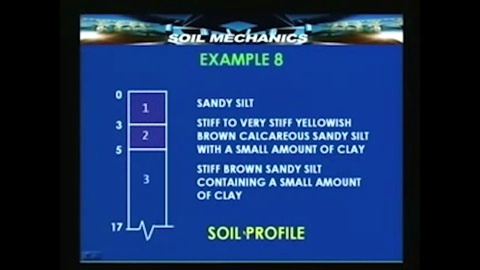This is the soil profile. It consists of sandy silt, then a very stiff yellowish brown calcareous sandy silt, followed by sandy silt containing a small amount of clay. Let us take layer 3, ranging from 5 meters to 17 meters, and to some extent layer 2, which also contains a little clay, to be compressible. That means we will take the total thickness of the compressible layer to be 3 to 17, or 14 meters.